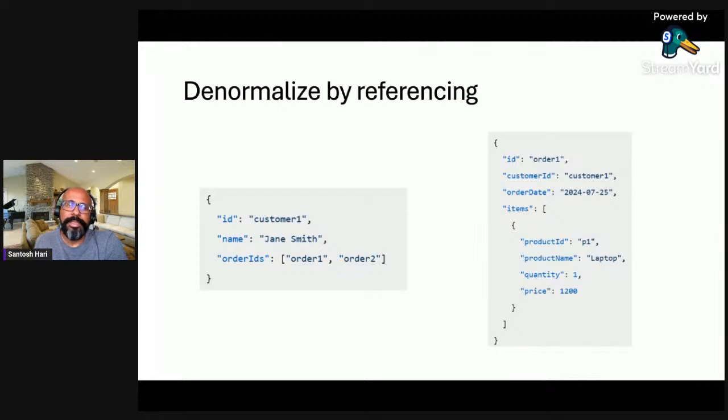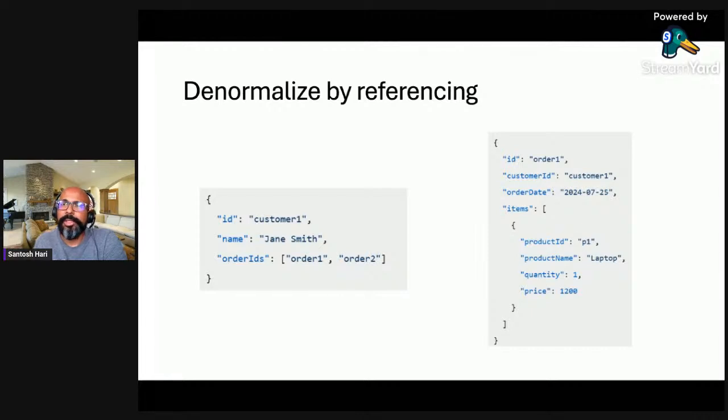And the other way of doing this is denormalizing by referencing. Basically, instead of embedding the data, I'm actually referencing the data by ID. So in this customer record, I have an order IDs field that has order 1 and order 2. And order 1 has its own record. In order 1, I know it's related to the customer because I reference the customer field. So instead of embedding that entire document, I simply am using the IDs as reference.